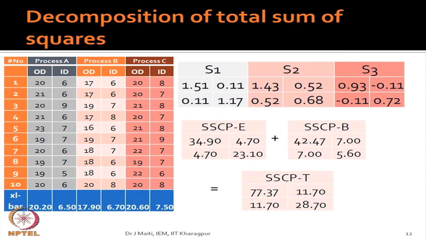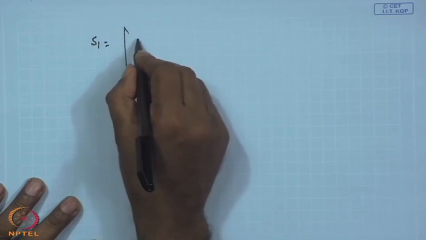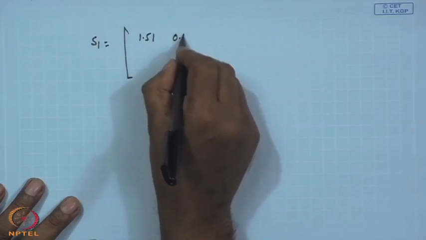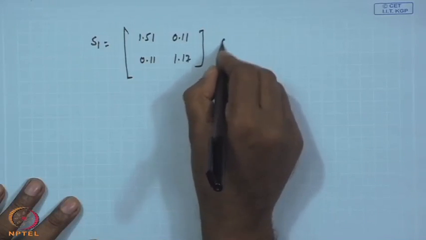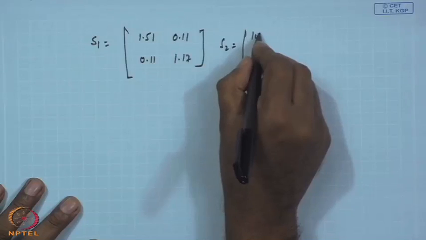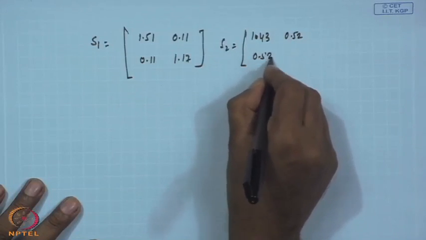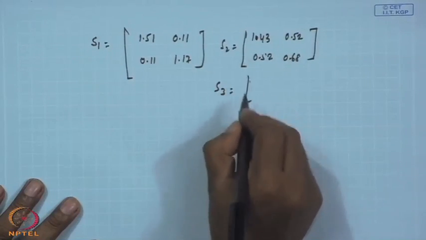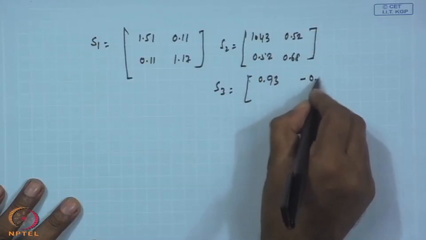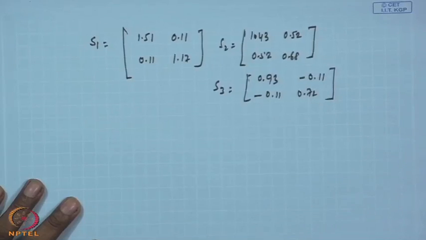What more do we want? We want to know S1, and in the last class you computed S1 as 1.51, 0.11, 0.11, 1.17. Your S2 is 1.43, 0.52, 0.52 and 0.68, and S3 is 0.93, minus 0.11, minus 0.11 and 0.72.